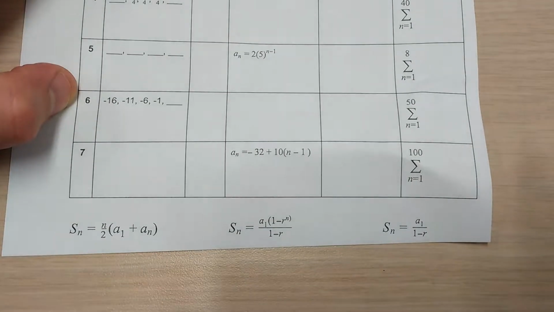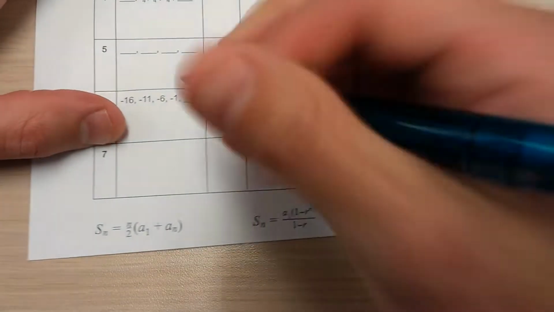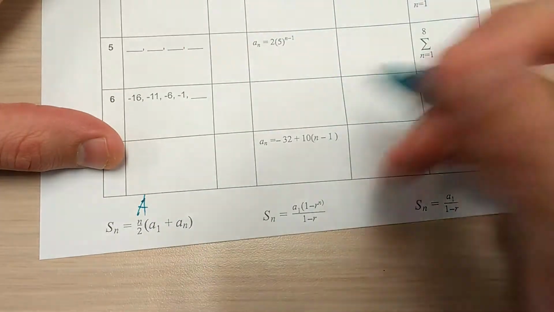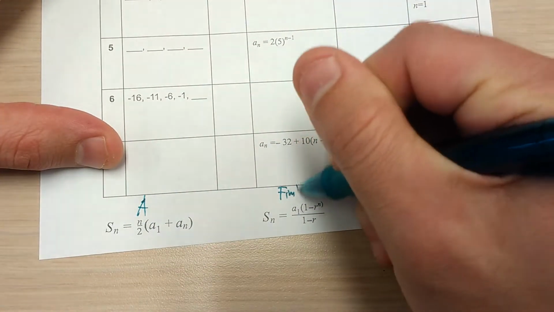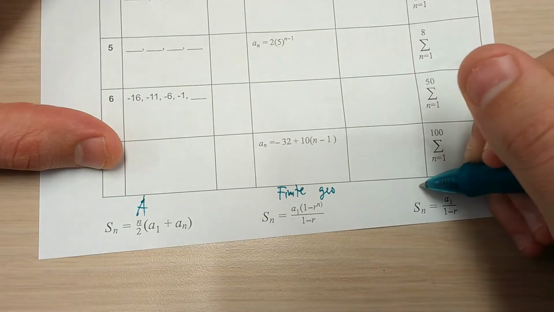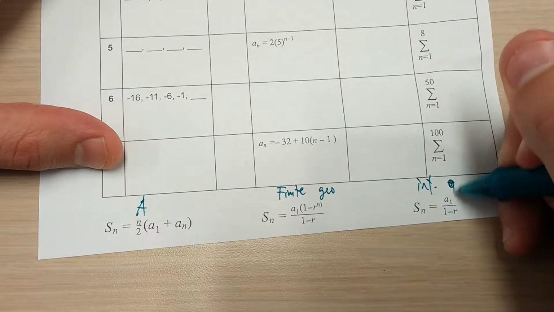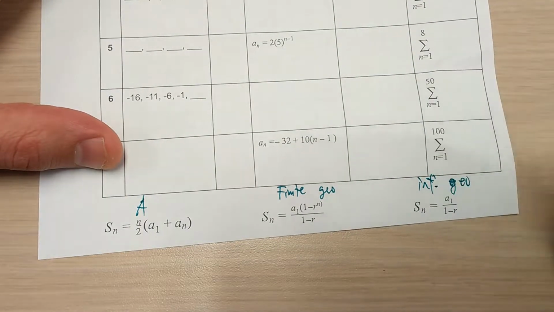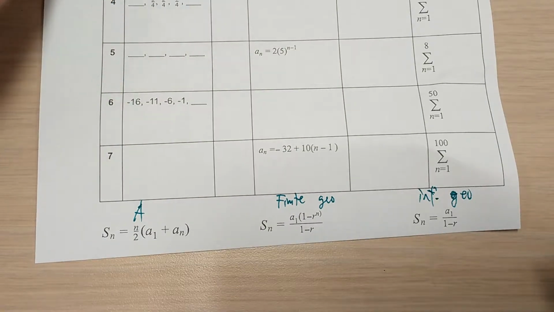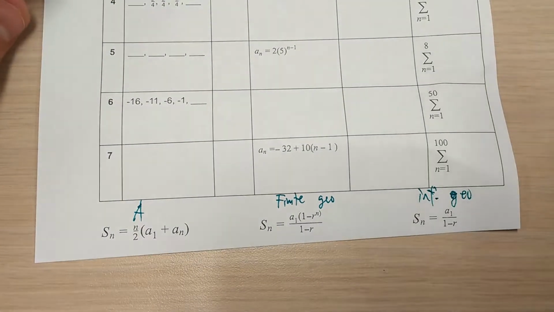So at the bottom, if you'll notice, the related formulas are here. So this is arithmetic. This is going to be a finite geometric, and this will be the infinite geometric. So I think you're given those on your formula sheet for the final exam, so take advantage of that. Just make sure you know which is which.